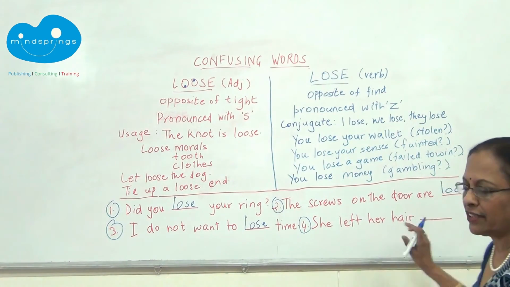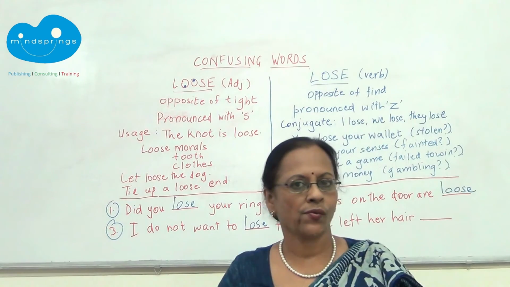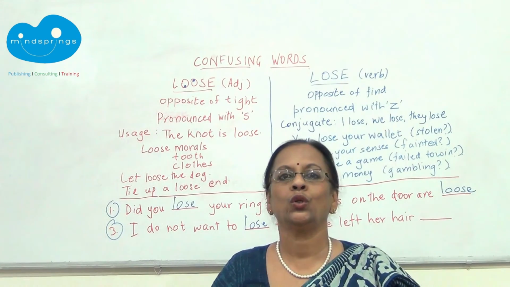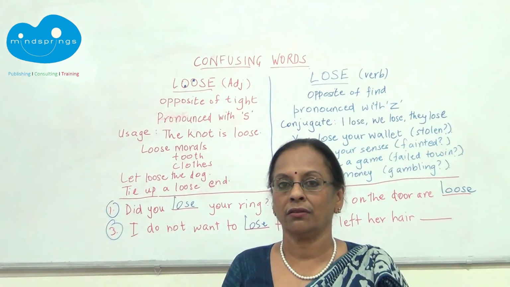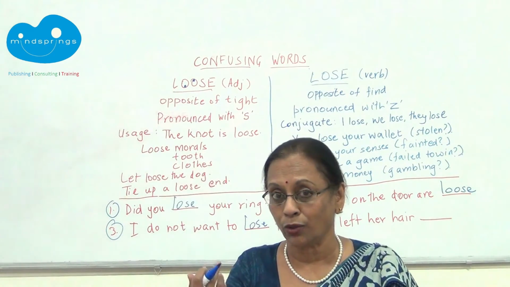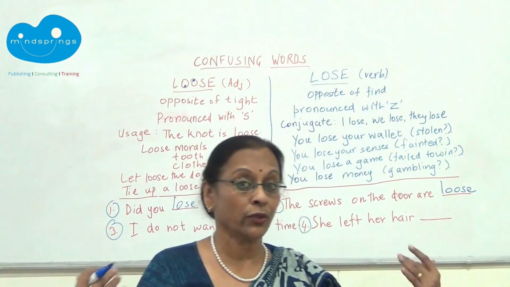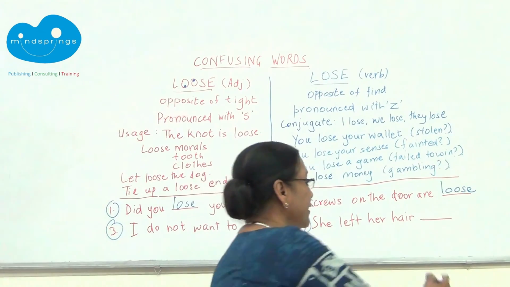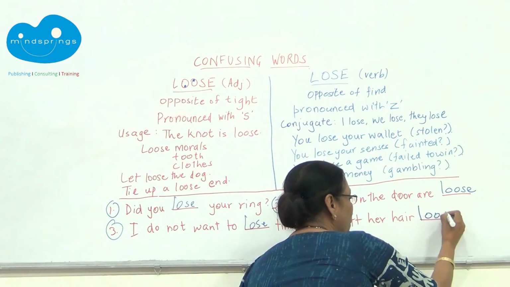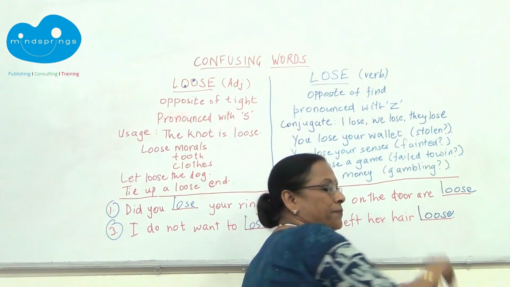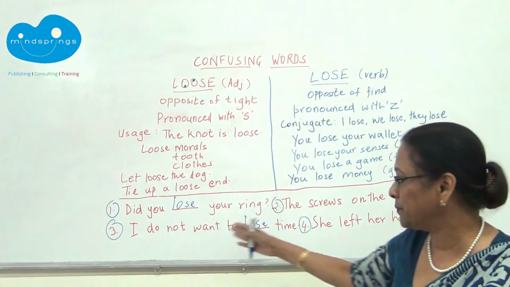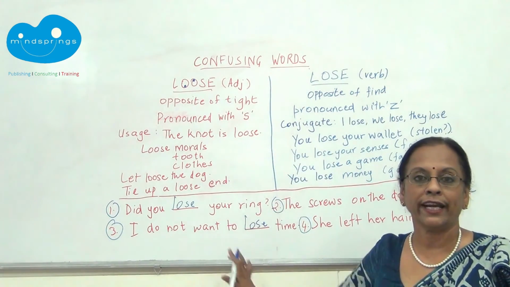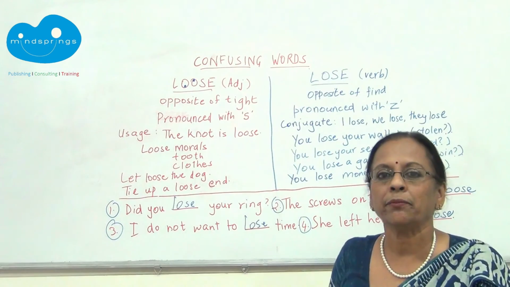And she left her hair loose. She cannot lose her hair. That means she went bald. So it's not that. You're saying she was going to a party, so she left her hair loose. So that's how we do it. If you practice this in your head a little bit, you will never make a mistake.